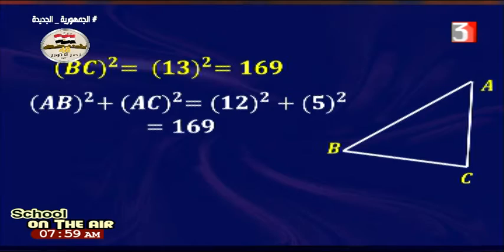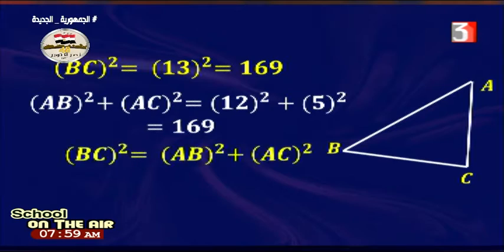Yes, you must notice that BC to the power of 2 equals AB to the power of 2 plus AC to the power of 2, which is the rule of Pythagoras theorem. So in this case, we can say that measure angle A equals 90, and we have deduced that triangle ABC is the right-angled triangle. Now, by the end of this example, we reached the end of our lesson today.